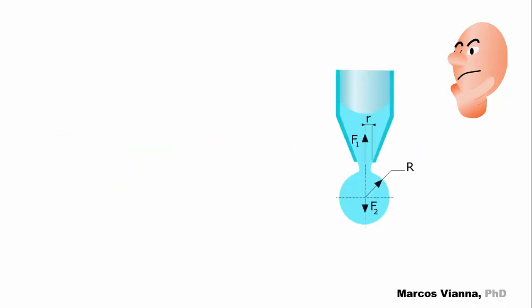Let's examine the case of this dropper. Note that a droplet is ready to fall. The critical section is this one. The surface tension will fail here, where the perimeter is smallest. The maximum force developed by the surface tension will be sigma times 2 pi r. It can support a droplet of radius r.